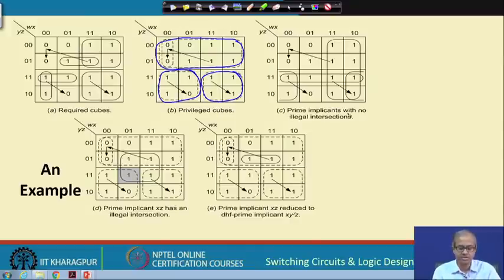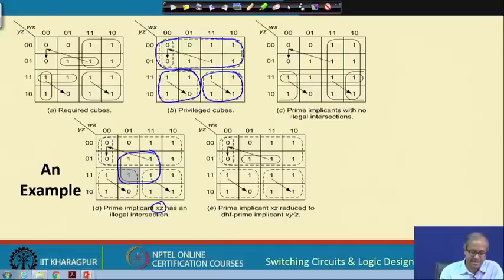and the prime implicants with no illegal intersections, you can also compute the prime implicants from the original true minterms. You see these are the prime implicants which are shown, 3 of them. There are no illegal intersections with these transitions as per the definition. Now, if you look at a cover of this, the prime implicant xz has an illegal intersection. What is xz? X is this and z is this. This is xz.